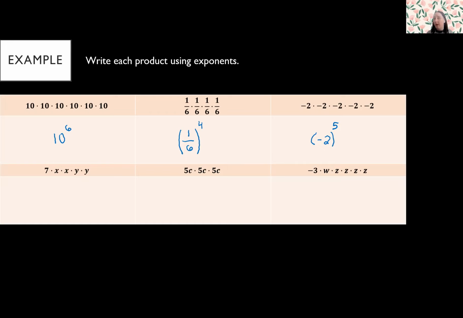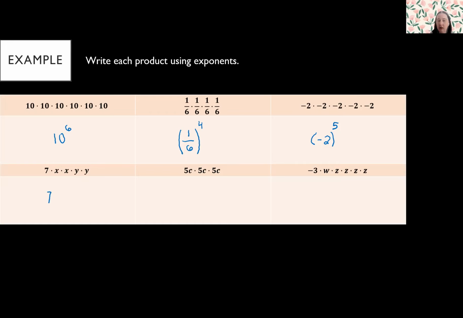Bottom row, we're throwing in variables. So we're throwing in letters, and the rules still apply. You just kind of group them together. So we have the first one, we have 7 times x times x times y times y. So 7 is not multiplied by more than 1 7. So it just stays the way that it is.